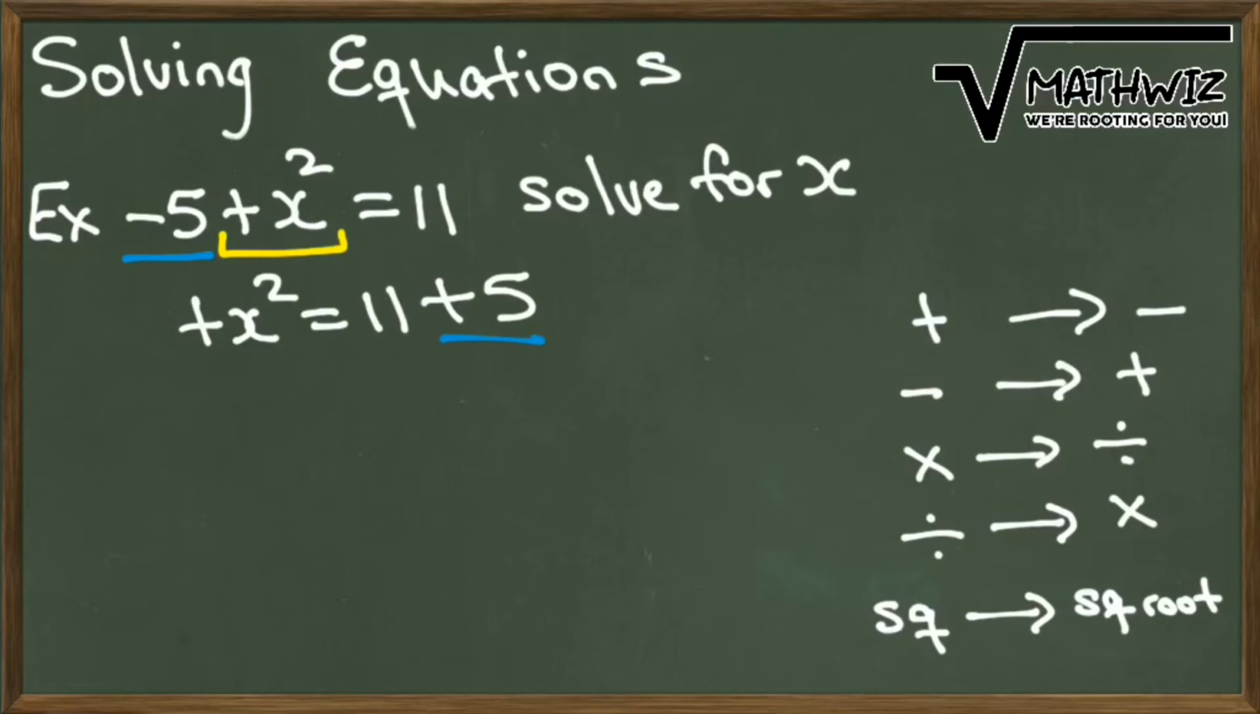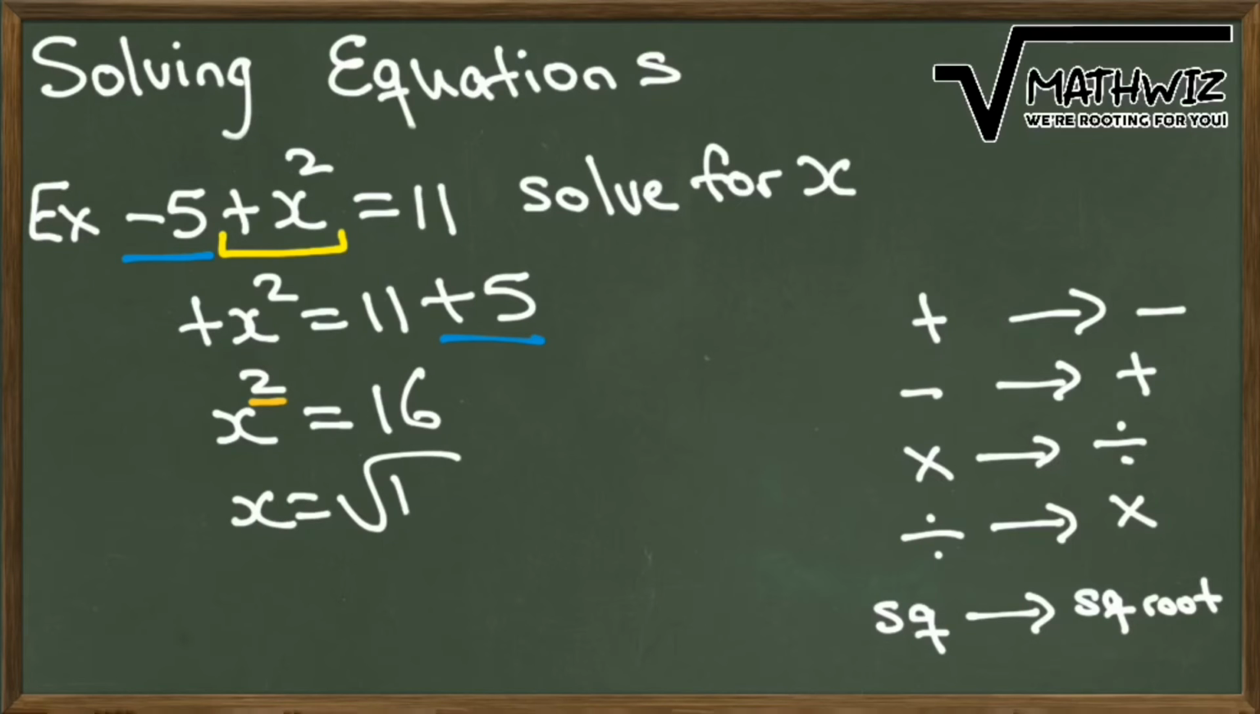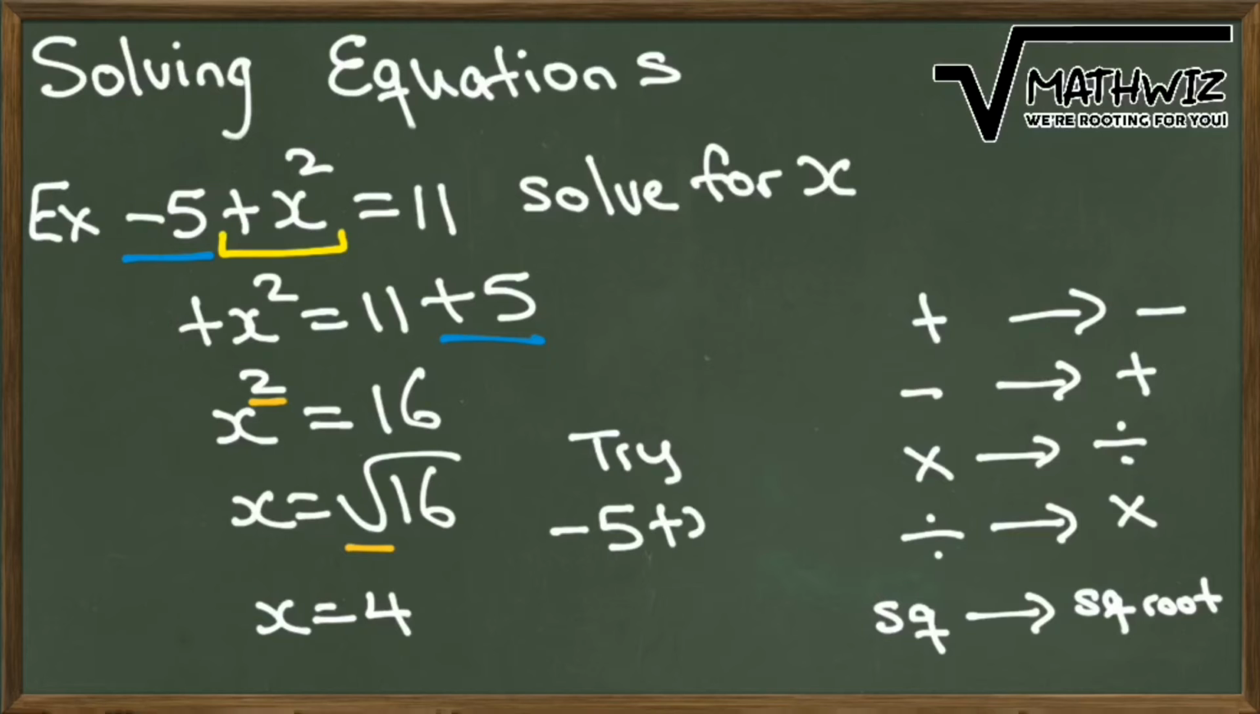And we don't need to write plus x squared. You can just have x squared. And 11 plus 5 is going to give you 16. And to get rid of the square, you will square root the opposite side. And the square root of 16 is going to give you 4. So again, I will go over it, but for those persons who are comfortable, you can go ahead and try that question.